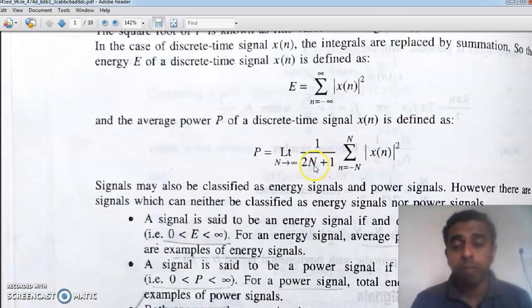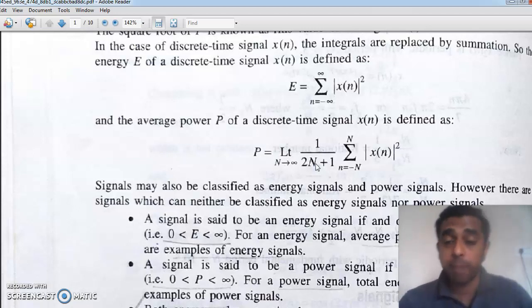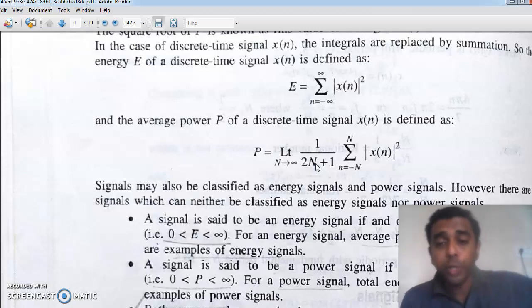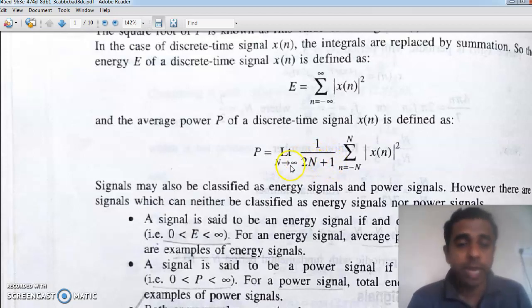Why is it 2N plus 1? Because this N actually denotes the number of samples. When you move from 1 to positive N, you have N number of samples. Likewise, when you move from minus 1 to minus N, you have another N number of samples. In between you have a sample at n equal to 0, and that is how you have a 1 here. So 2N plus 1 is the base, where N tends to infinity.